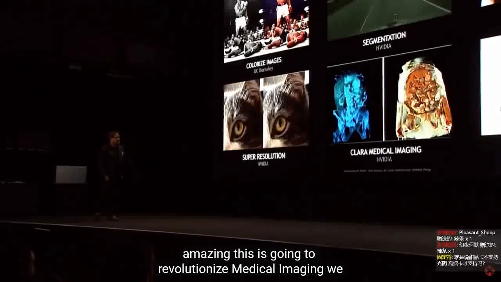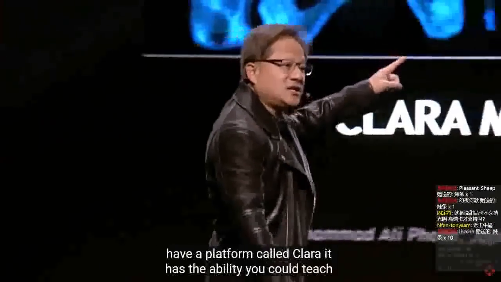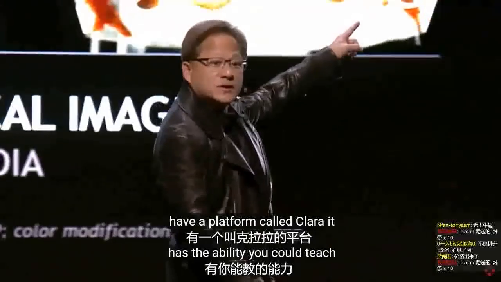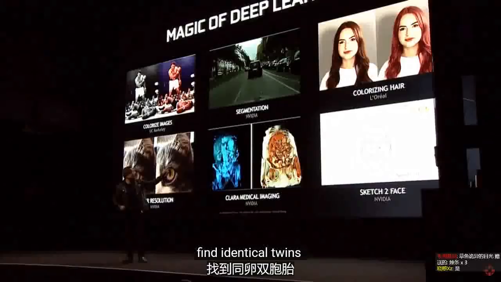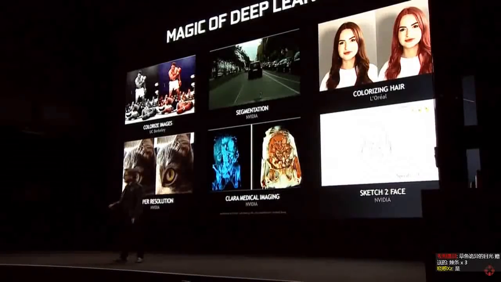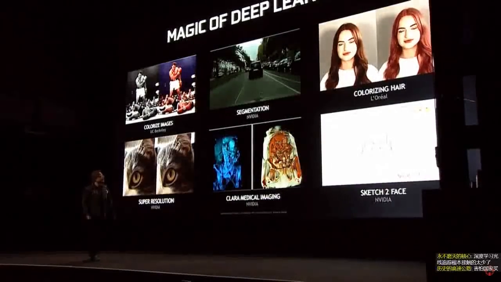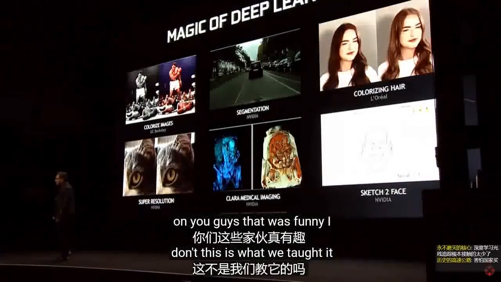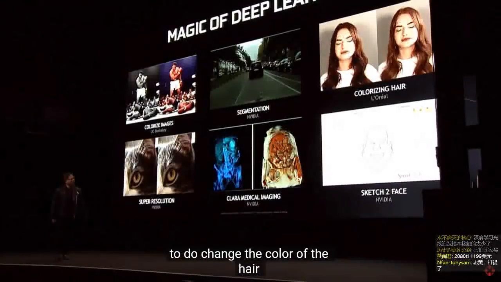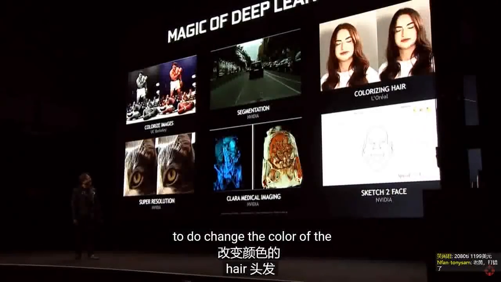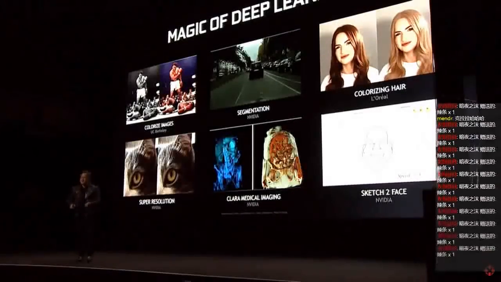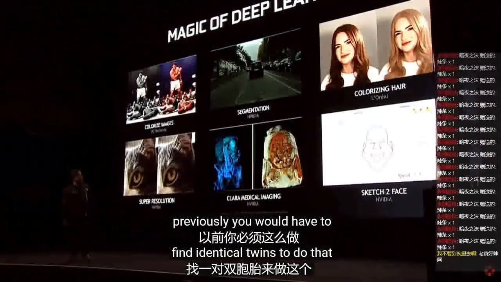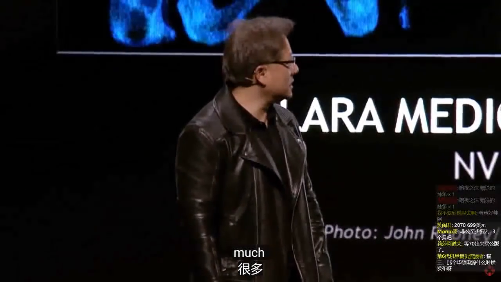We have a platform called Clara. You could teach it how to go find identical twins. Come on, you guys, that was funny. This is what we taught it to do. Change the color of the hair. All in real time. Previously, you would have to find identical twins to do that. Much harder. Now you could do it with an artificial intelligence network.